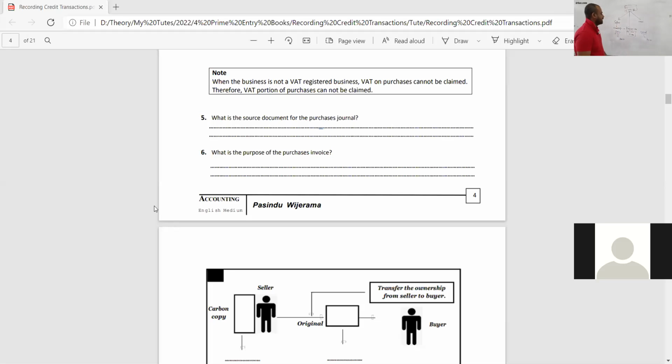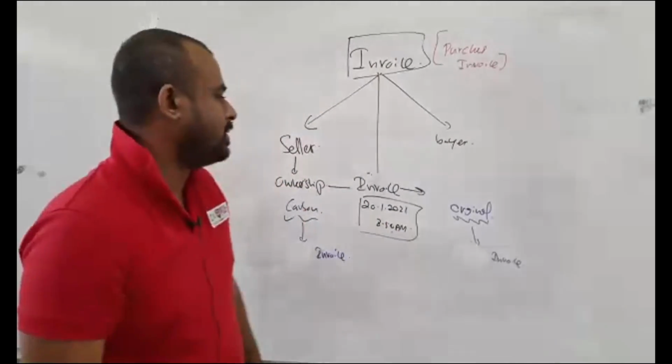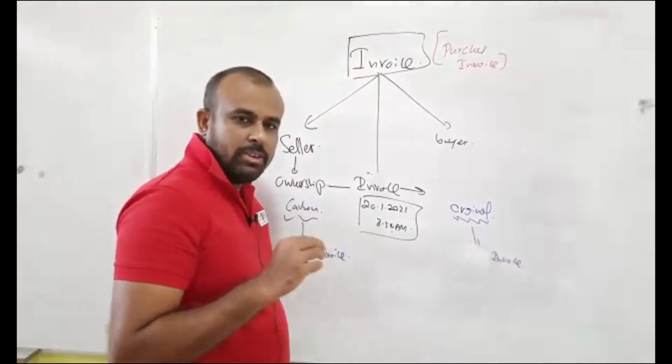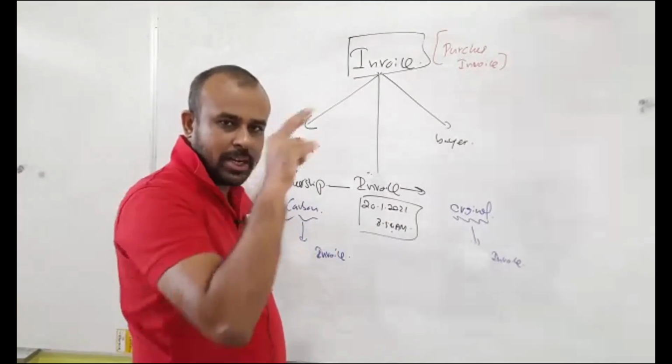What's the document you raise? Invoice. Within brackets you write purchase invoice. Is it clear? Right. Next question: what is the purpose of the purchase invoice? Write this down: it is a source document for the purchases journal, the purchase invoice. Then what is the purpose of the purchase invoice? To confirm that ownership of the goods has been transferred from seller to buyer.